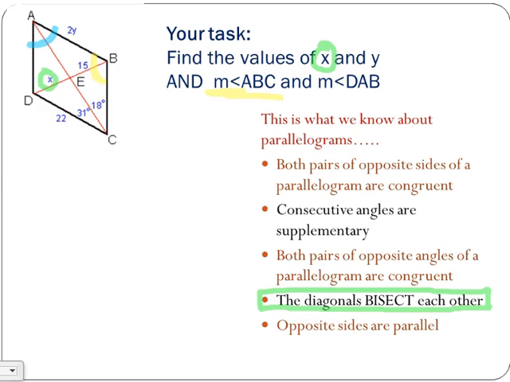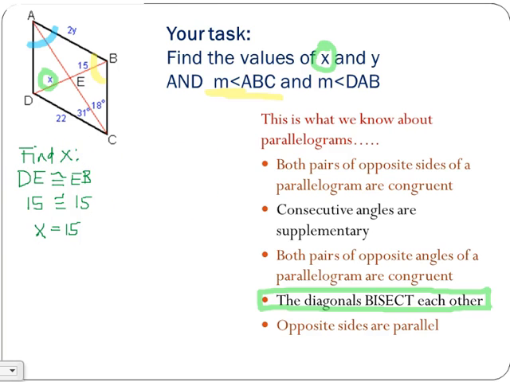So we know, based on that fact alone, that the measurement of DE has to be congruent to the measure of EB, because the diagonals bisect each other. Well, look, we know the length of EB is 15, so that means that the length of DE must also be 15. So x would have to equal 15. So first one done, we found the value of x.